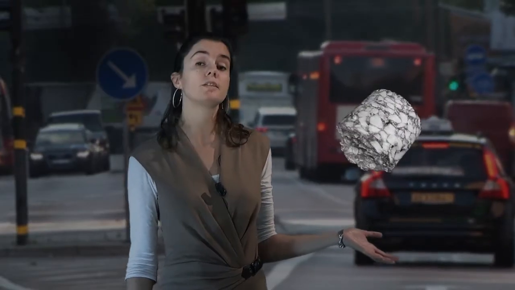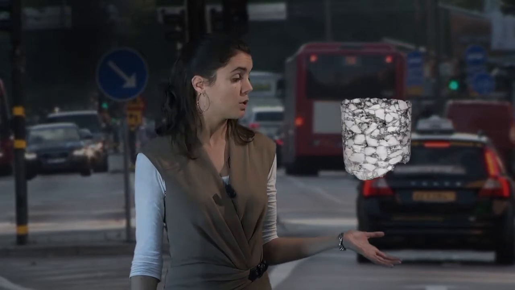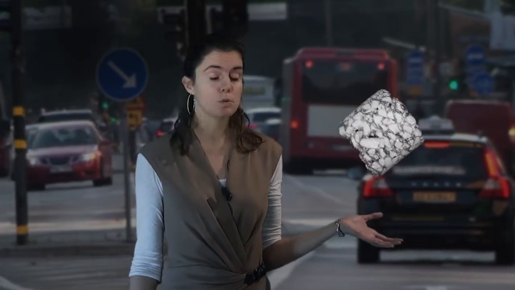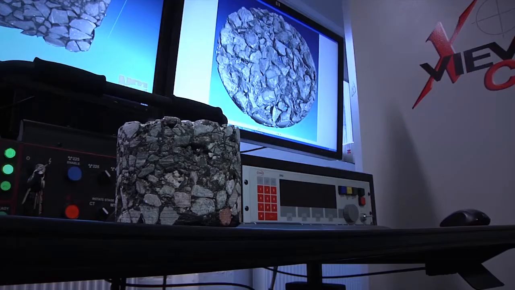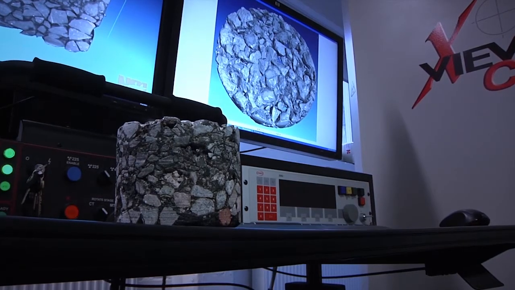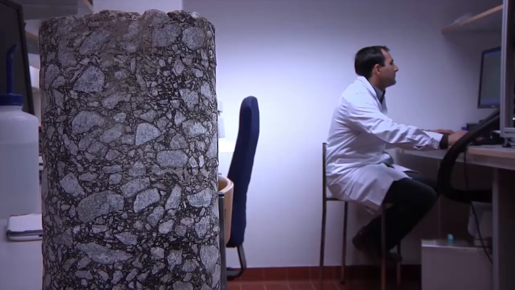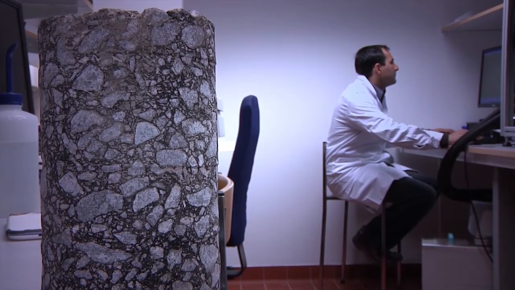So here you can actually see a core of asphalt which we can take out and we can now take to the lab to analyze further. So once we have these specimens in the lab, there's many different things we can do with them. We can test the mechanical properties, we can analyze the chemistry of the individual components as well as the mixture. We can put these two together, so understanding how chemistry affects the mechanical properties.